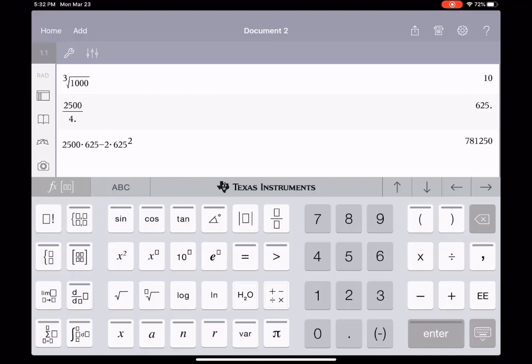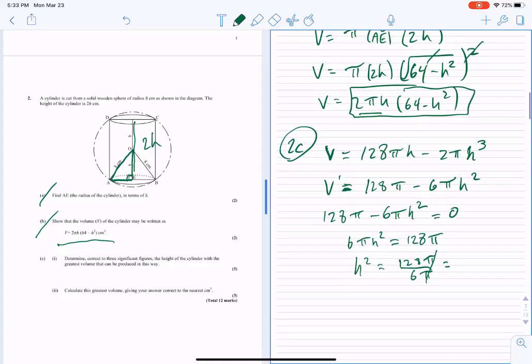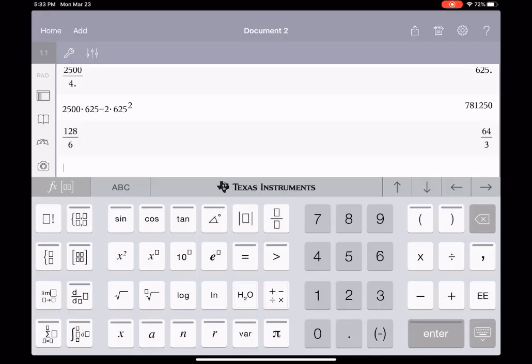Let's say, so 128 divided by 6. So that's 64 over 3. So that means that h is equal to the square root of 64 over 3, which is really 8 over root 3. Okay, so we'll just put that in the calculator and round it to 3 significant figures like they want me to. So I'll say, what is 8?